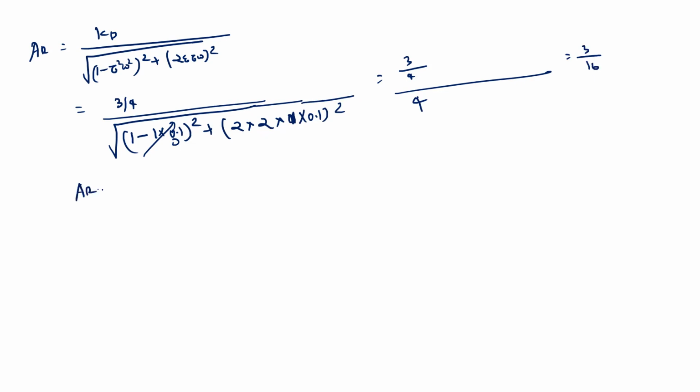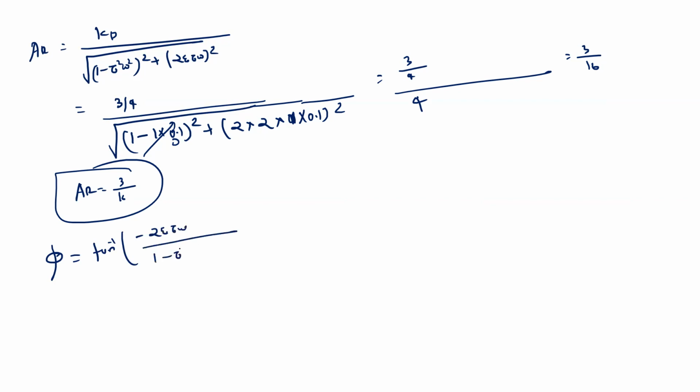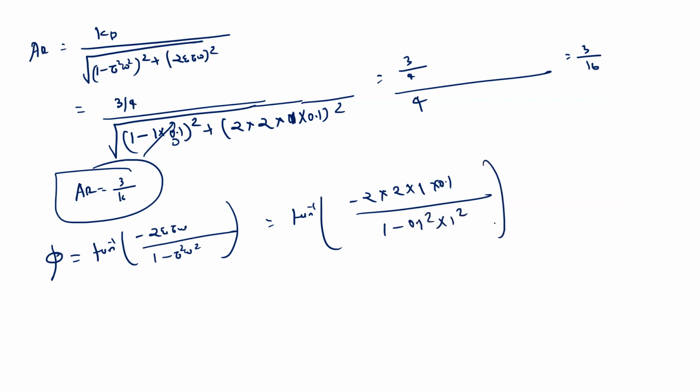So you have got the value of amplitude ratio that is equal to 3 by 16. Now you want to calculate the value of phi. Phi is equal to tan inverse of minus 2 zeta tau omega divided by 1 minus tau square omega square. Am I right? So can I write tan inverse of minus 2 zeta, which is 2, tau is 1, omega is 0.1, divided by 1 minus 0.1 whole square into 1 whole square.